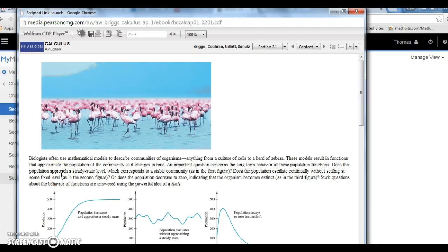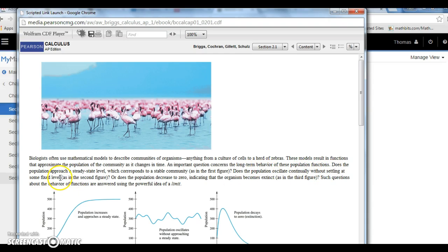Biologists often use math models to describe communities of organisms, anything from a culture of cells to a herd of zebras. These models result in functions that approximate the population of the community as it changes in time. An important question concerns the long-term behavior of these population functions.